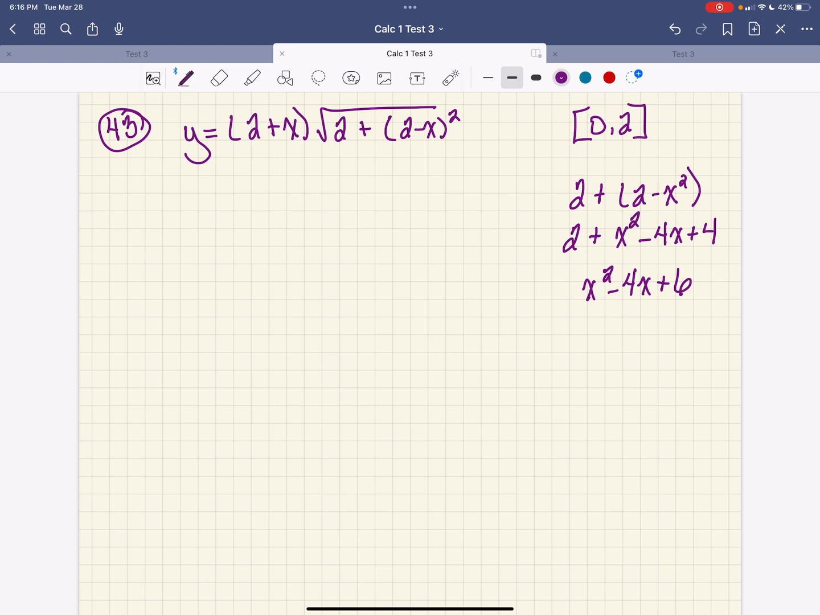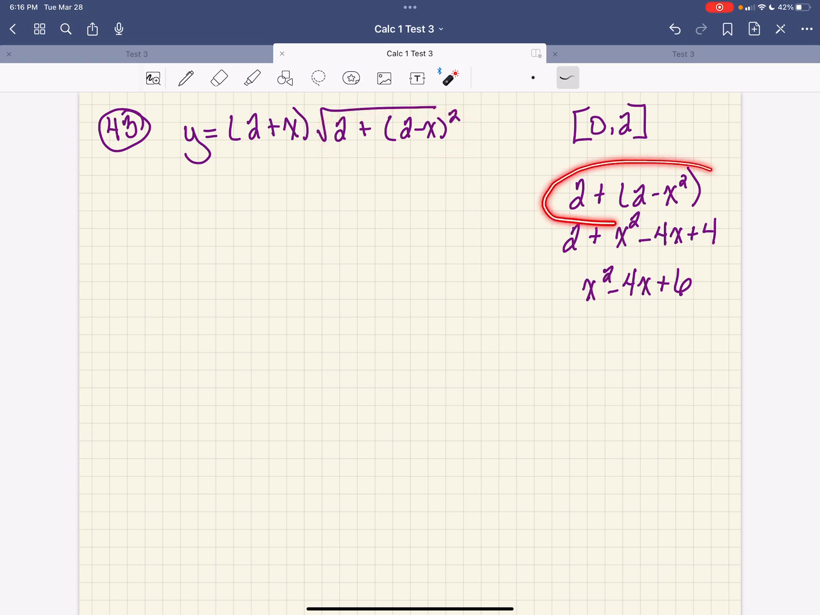This is our absolute extrema, and number 43 is the first one I'm going to do. It is asking us to find the absolute max and min over the interval from 0 to 2. The first thing we're going to do is simplify what is inside the square root right here. You don't have to do it, I just think that's a more straightforward way to do it.